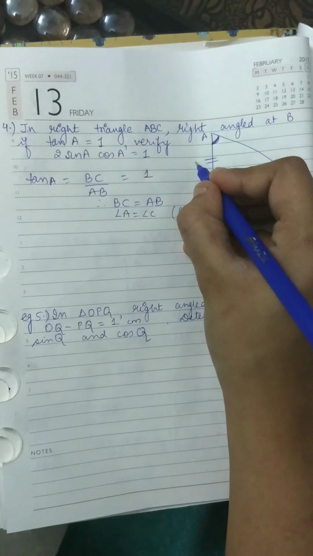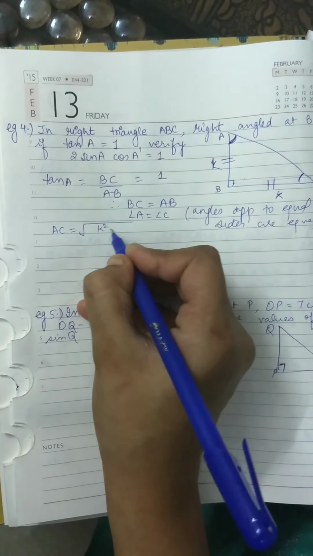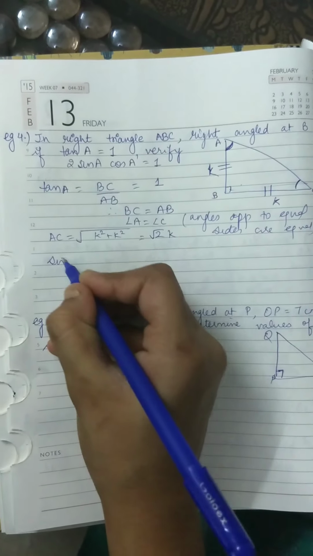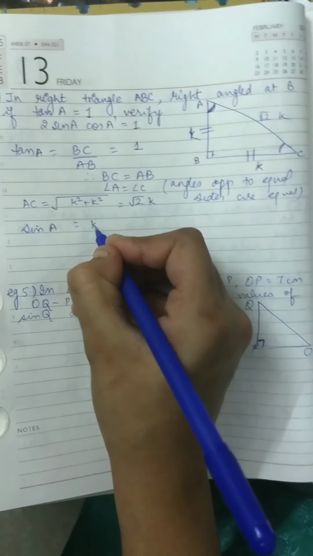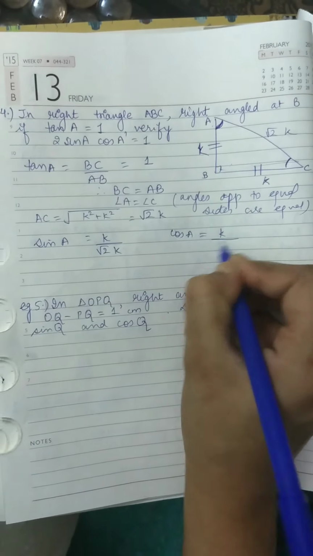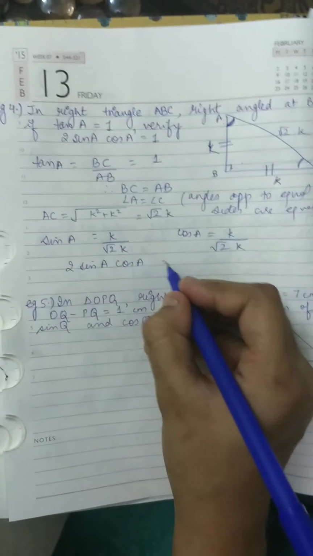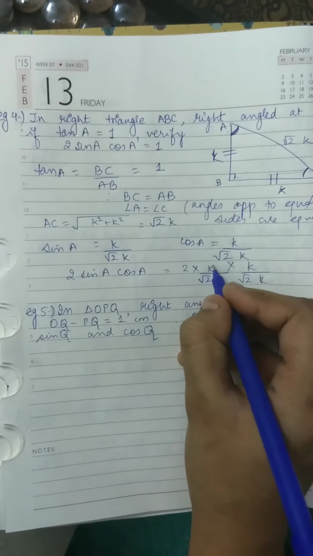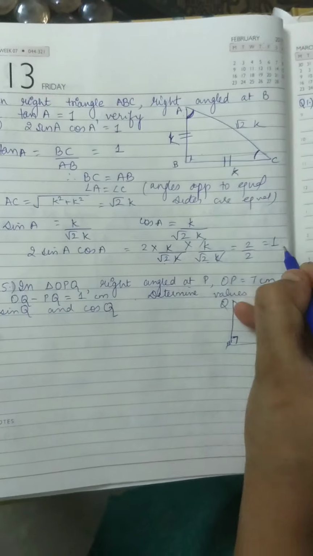So if this is K and this is also K, find AC by the Pythagoras theorem: under root of K square plus K square, which is root 2K. Now sine A will be side opposite to angle A upon hypotenuse, and cos A will be K upon root 2K. So 2 sine A cos A is equal to 2 into K upon root 2K into K upon root 2K. K gets cancelled. Root 2 into root 2 is 2. So 2 upon 2 is 1. Hence verified.